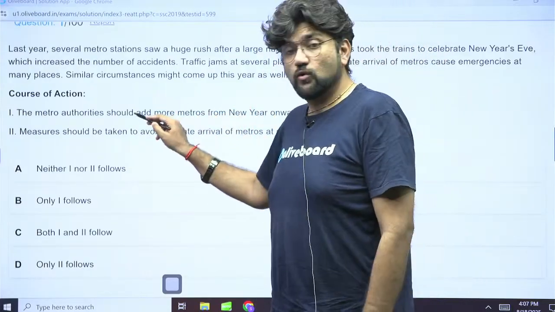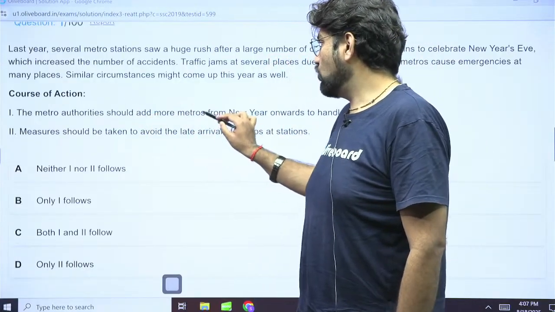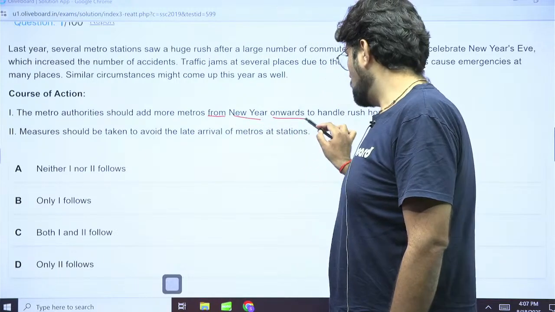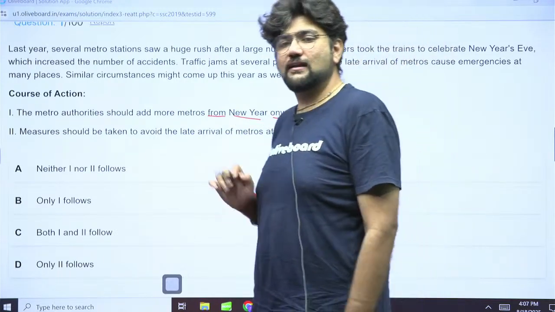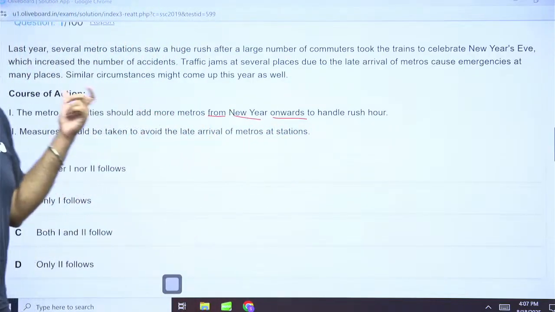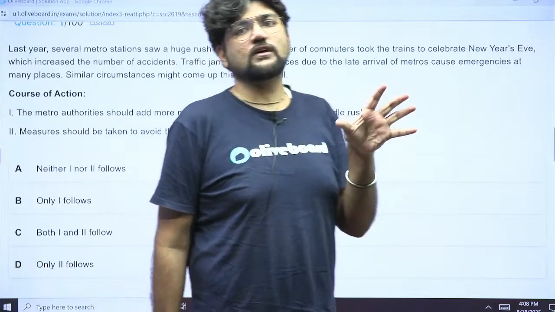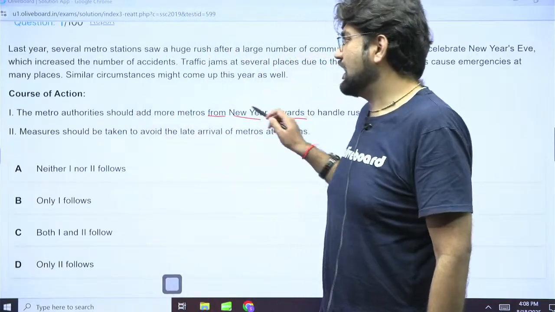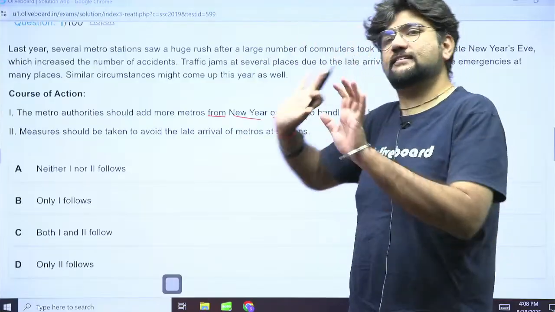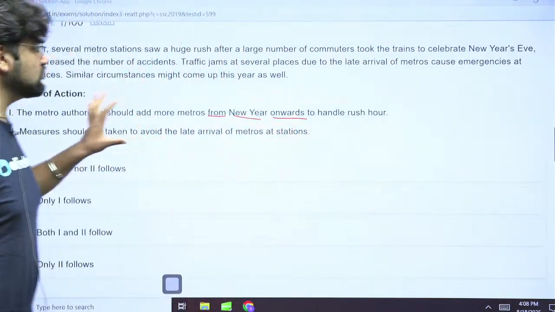But look at the word play here. The words are saying the metro authority should add more metros from New Year onwards to handle the rush hour. That means this is trying to make it a regular course. Okay. The problem is, apart from the New Year, the extra metros are not required. So if this was restated as the metro authority should add more metros during the New Year period, that's it. That would have been a valid course of action. That is why this is rejected.